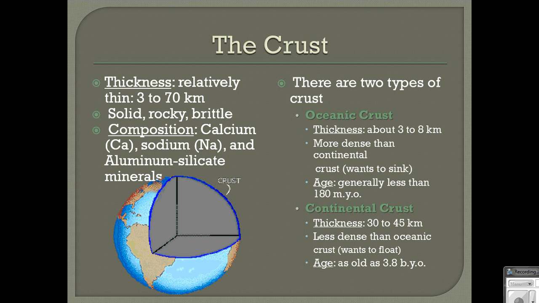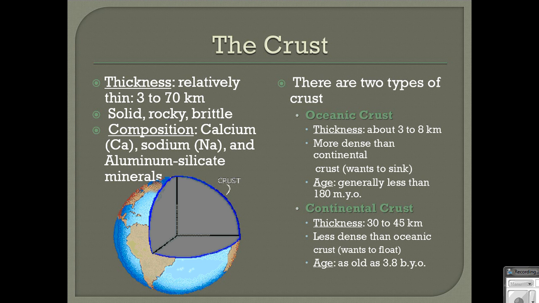Our mantle we'll talk about as a plastic. It's very flowy, and it's going to fill the shape of a container. But the crust isn't going to do that. As we move on in the semester and start talking about earthquakes, volcanoes, and how plates move around, this rocky, brittle characteristic of the crust is going to become very important.